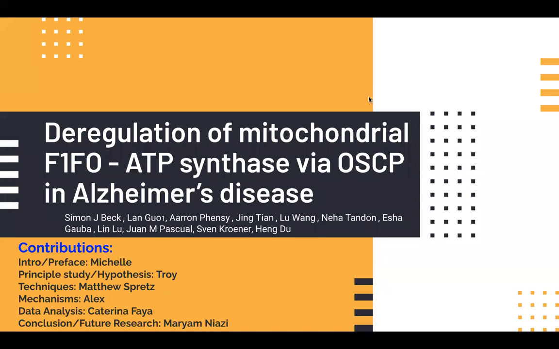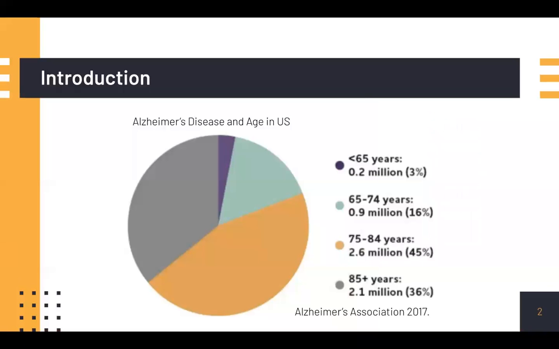And I'm Michelle, and we're from Group 8 covering the article titled Deregulation of Mitochondrial F1F0 ATP Synthase via OSCP in Alzheimer's Disease. Alzheimer's disease is the sixth leading cause of death of Americans and the fifth leading cause of death among Americans aged 65 and over. Therefore, it is a heavily studied disease in the field of neuroscience.